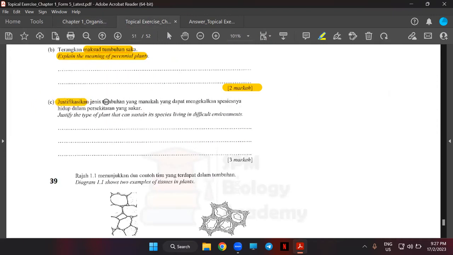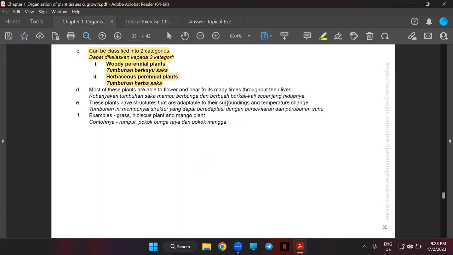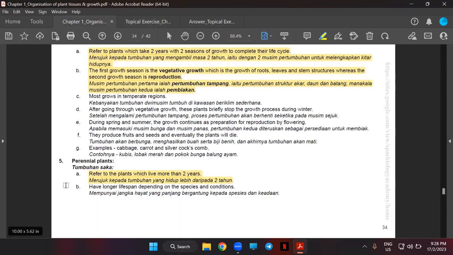Justifikasikan jenis tumbuhan yang manakah dapat mengekalkan spesiesnya hidup dalam persekitaran yang sukar? Justify the type of plant that can sustain its species living in difficult environments. 3 markah. Dapat hidup di kawasan yang persekitaran yang sukar, difficult environment. Kalau kamu tengok nota tadi, kalau kamu tengok perennial plant, you look at this.